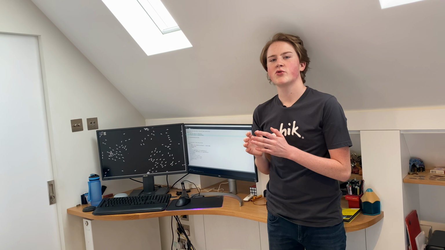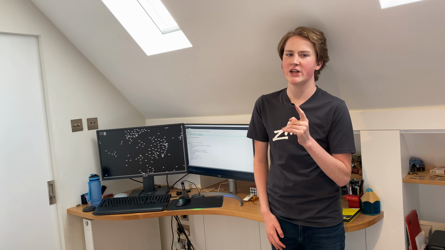The second rule Reynolds came up with was alignment. He said that each bird was trying to match the direction and speed of all the other birds around it. And the third rule was cohesion. Each bird tries to stay fairly close to all the other birds.